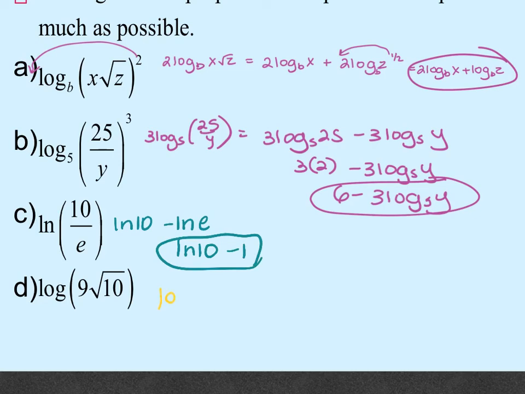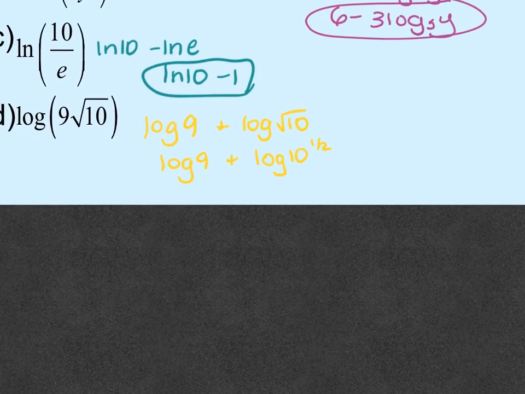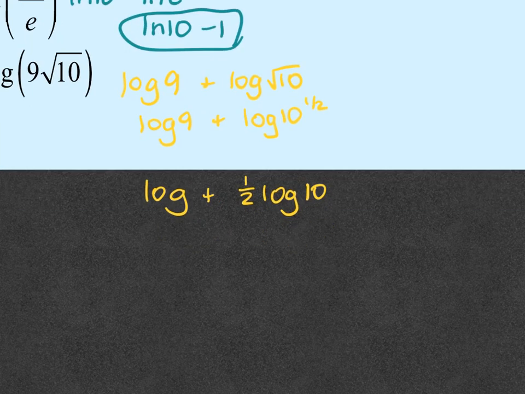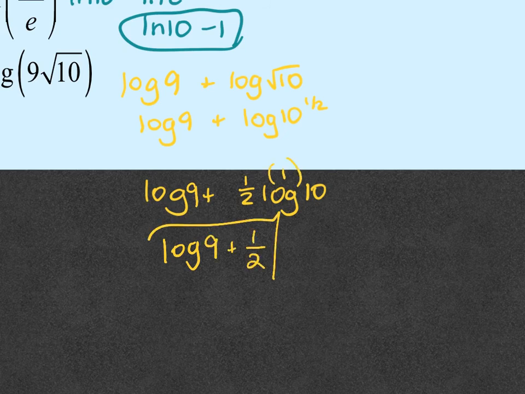And log 9 plus log square root 10 becomes log 9 plus log 10 to the 1/2, which has actually a couple ways to do it. One is I could figure out that 10 to what power is going to give me 10 to the 1/2, and I could cancel it now. Or I could rewrite it as 1/2 log 10, and log base 10 of 10 is 1. This should be 9. So that's 1/2 times 1, or 1/2.